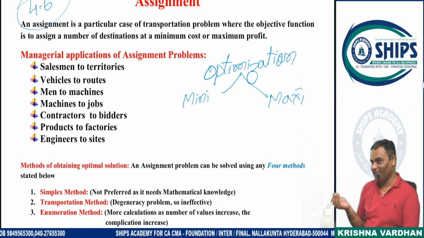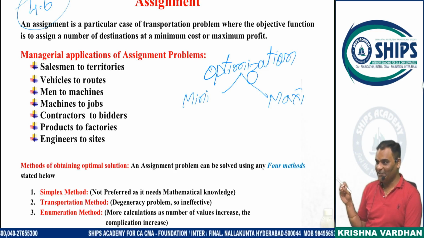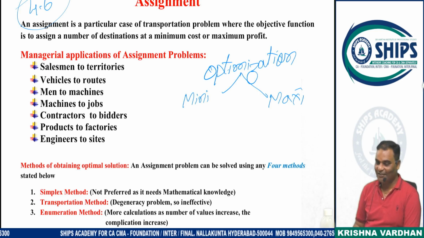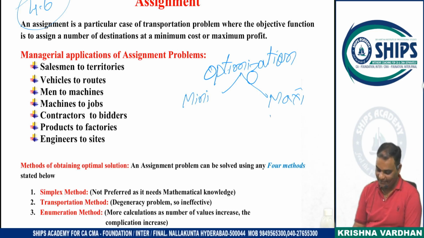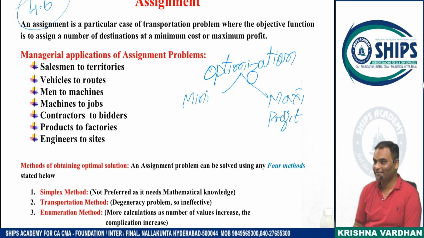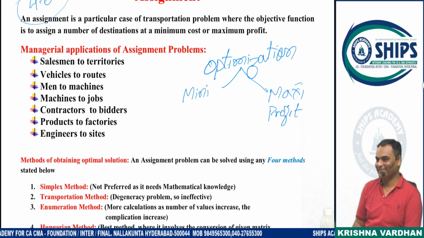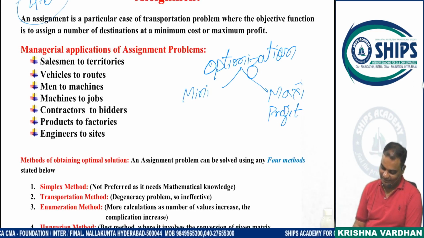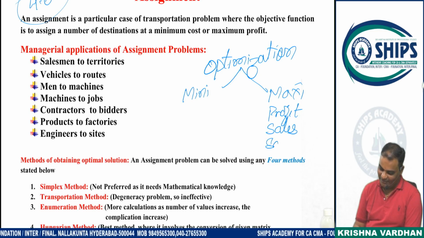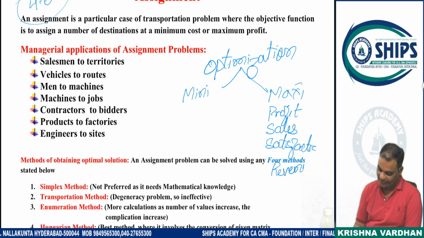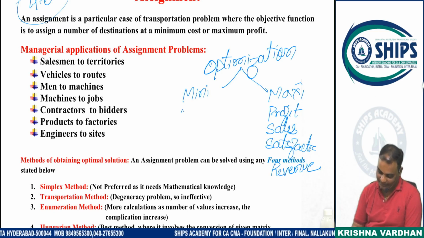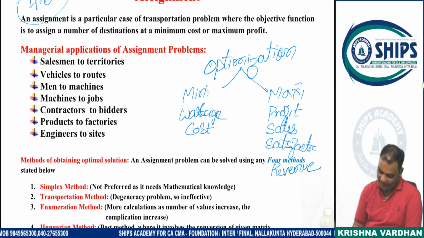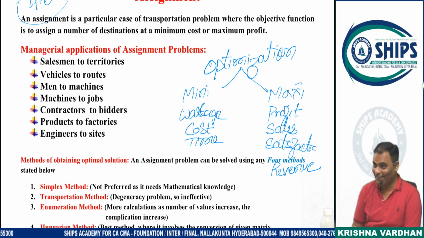I'll utter some words. You have to tell me as a manager, will you minimize it or maximize it? Profits. Is there anyone to minimize? You become bankrupt. Sales. Satisfaction. Revenues. Wastages. Cost. Time. Service.